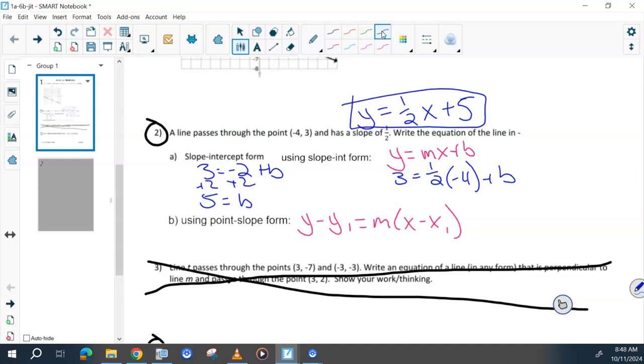So for both part A and part B, you should get the same answer, but the work is going to be different. Don't do this. Don't use this method.